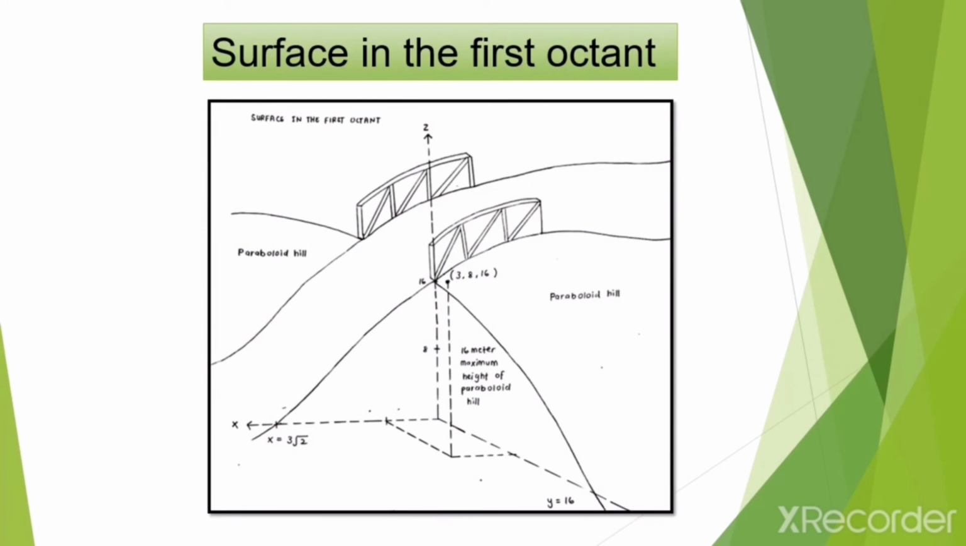Okay, this is the look of our bridge when we sketch the surface in the first octant. On the z-axis, we get 16 from the maximum height of the parabolic hill. And on the x-axis, we get plus or minus 3 square root 2, from the previous calculation, same as on the y-axis, which is 16.